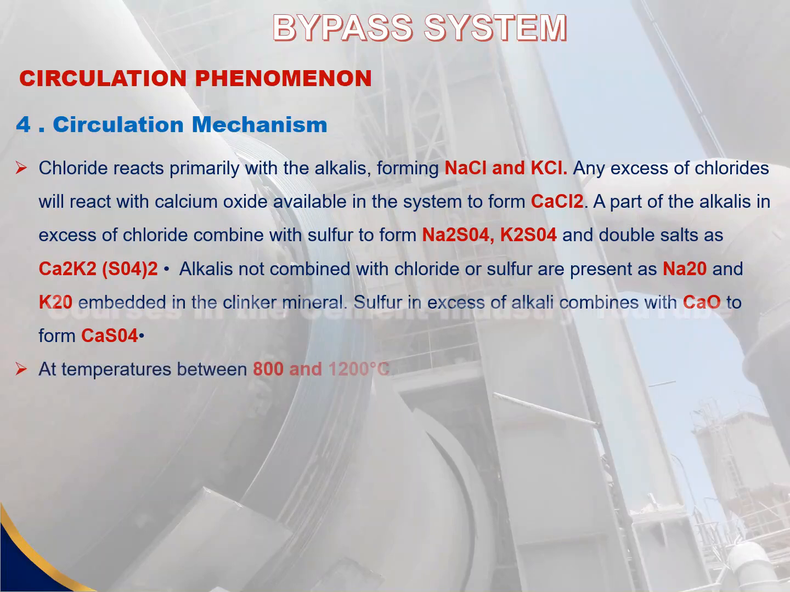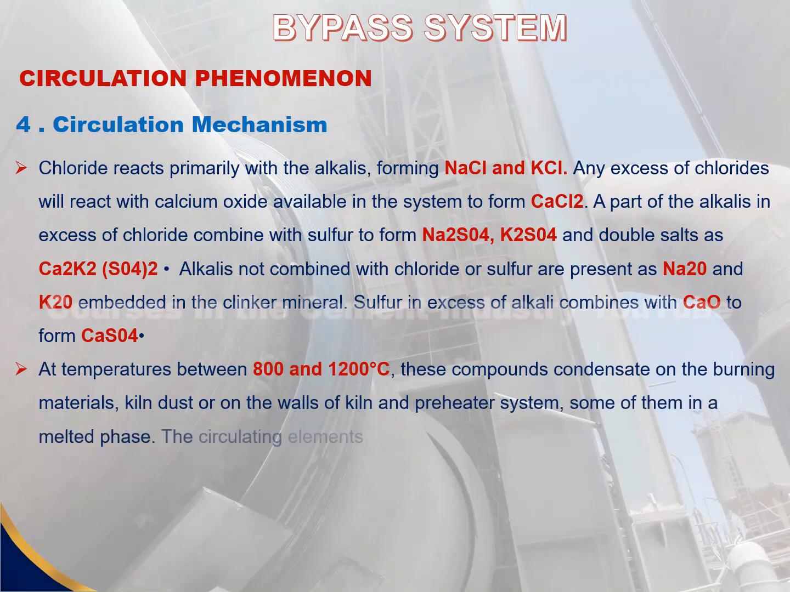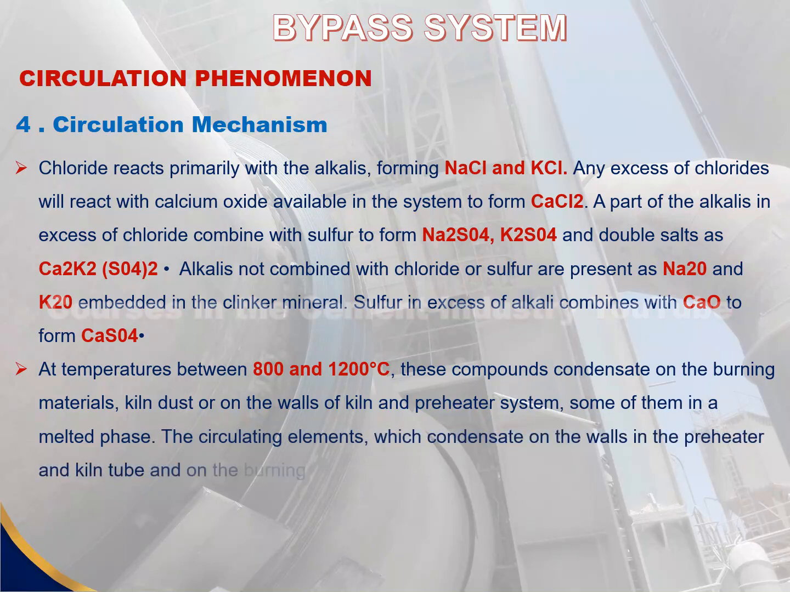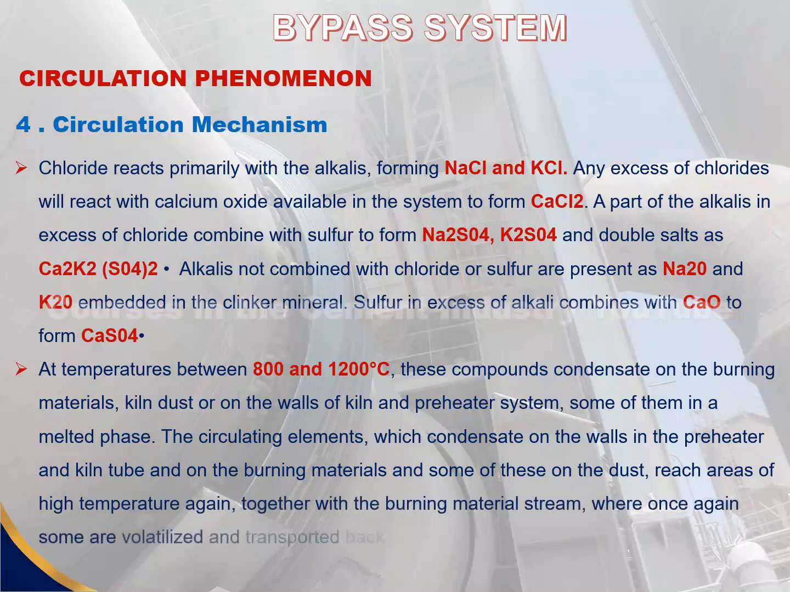At temperatures between 800 and 1200 degrees C, these compounds condensate on the burning materials, rotary kiln dust, or on the walls of rotary kiln and preheater system, some of them in a melted phase. The circulating elements, which condensate on the walls in the preheater and rotary kiln tube and on the burning materials, and some of these on the dust, reach areas of high temperature again, together with the burning material stream, where once again some are volatilized and transported back with the rotary kiln gas.